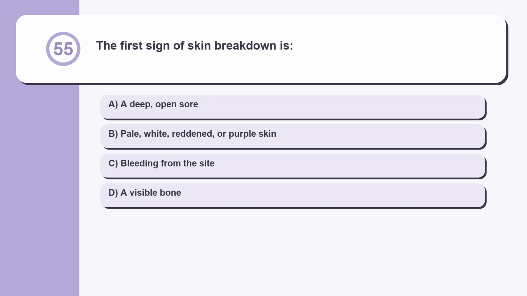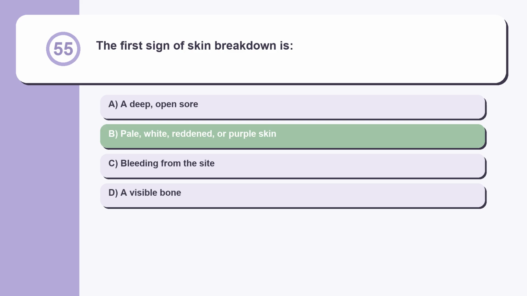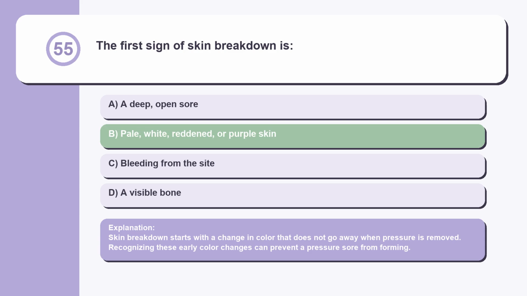Question 55. The first sign of skin breakdown is a deep, open sore, pale, white, reddened, or purple skin, bleeding from the site, a visible bone. Skin breakdown starts with a change in color that does not go away when pressure is removed. Recognizing these early color changes can prevent a pressure sore from forming.